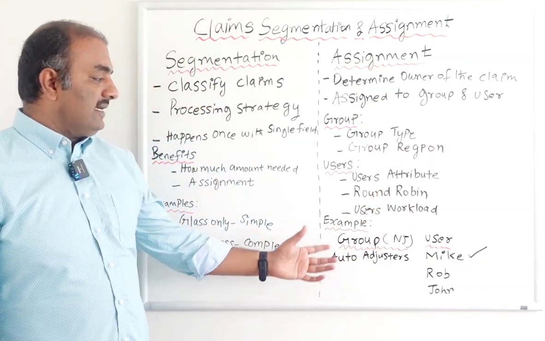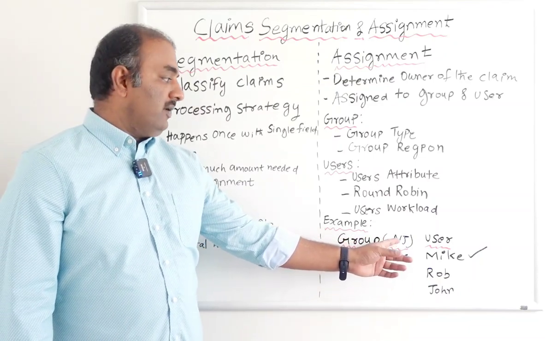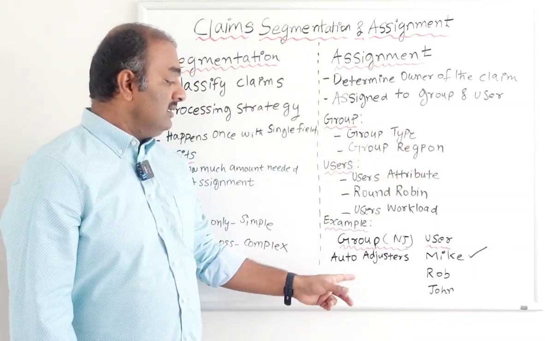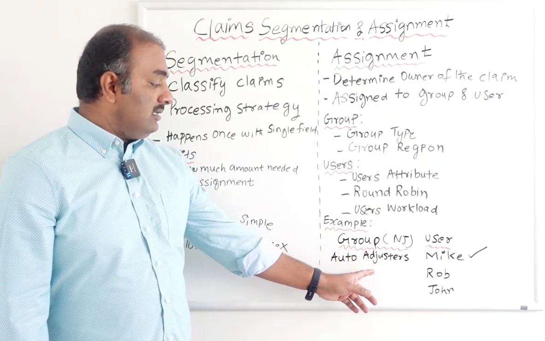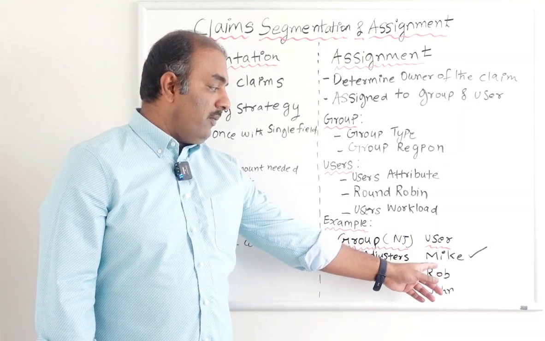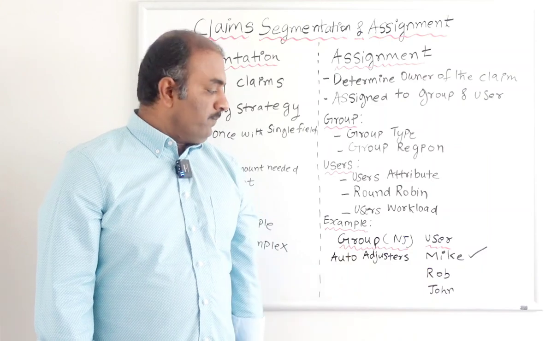A quick example is, as I told you, if there is a personal auto claim, you can assign it to a group which is part of the New Jersey region, and then personal auto adjusters. Within that group, if you have 3 users, based on round robin, initially you assign to Mike, and the next claim will be assigned to John.